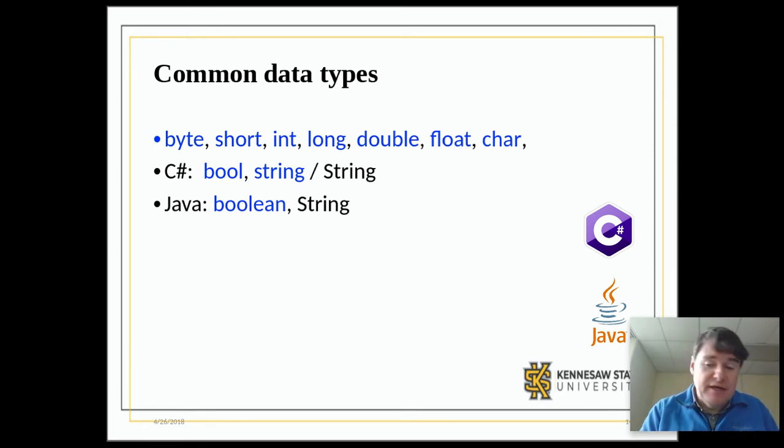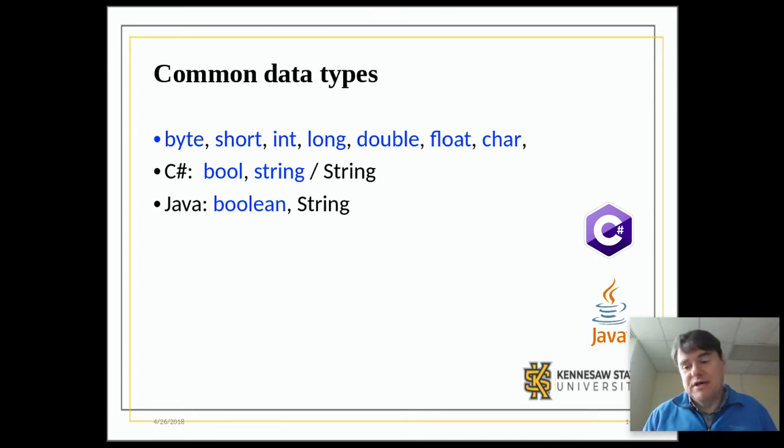If you are in a C# world, then bool is the way that you write a boolean. If you're in the Java world, then you actually spell out the word boolean. In both cases, you can type capital STRING for a string, if you're trying to do a long set of characters. Okay, so let's talk about the differences between each of those and why they matter.